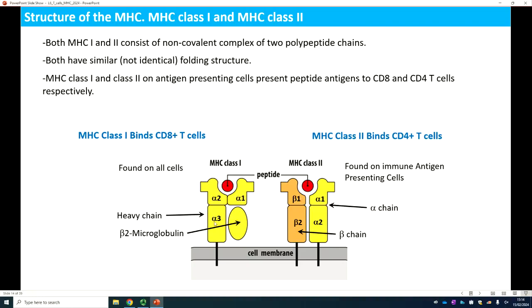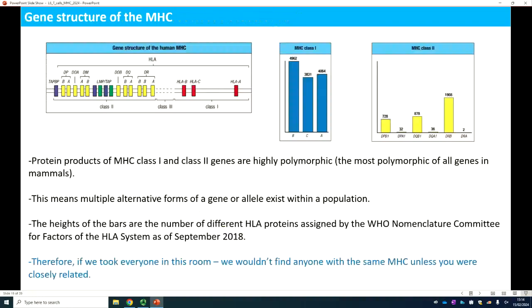MHC class 1 has this heavy chain, and then it has this beta 2 microglobulin. So that's an easy way to remember it.